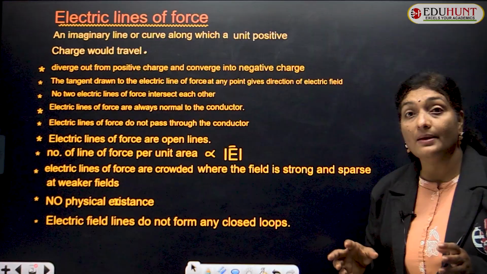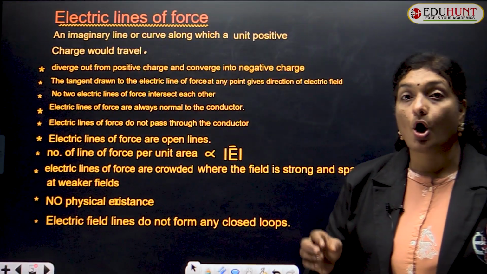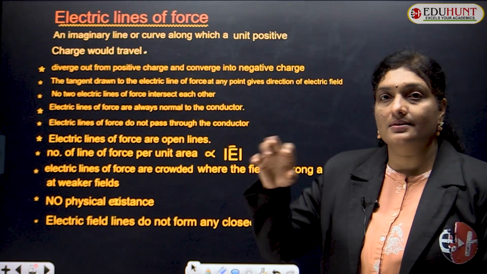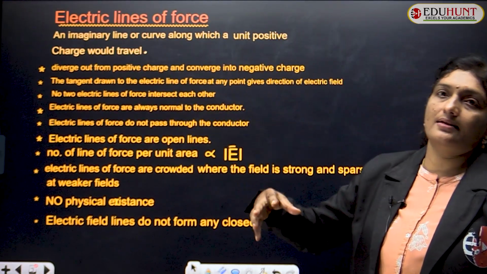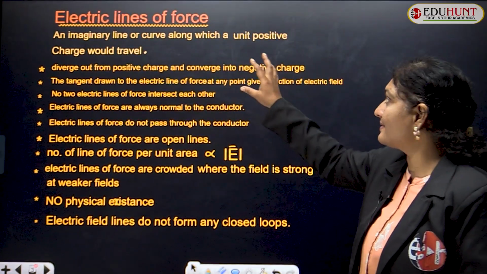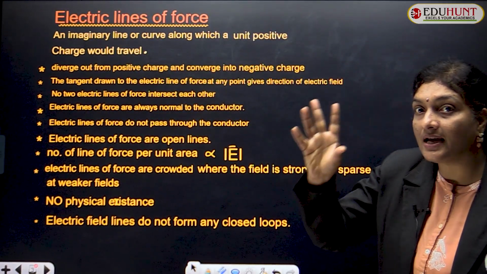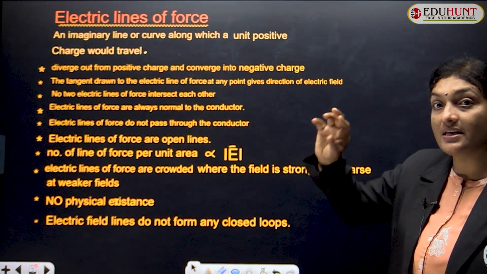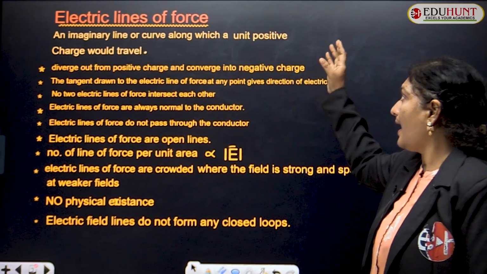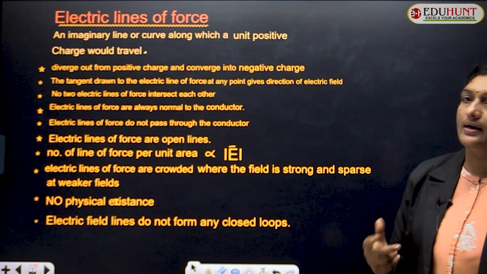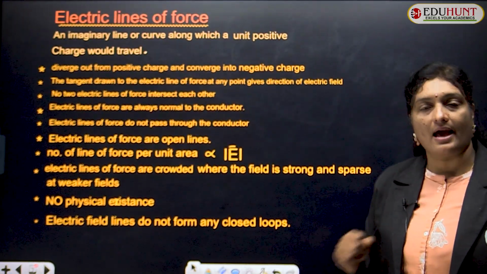It is an imaginary line or curve. What are they? They really don't exist. It is a geometrical line to understand the concept clearly. So, what do electric lines of forces mean? They are the imaginary lines or imaginary curves along which a unit positive charge would move or travel.